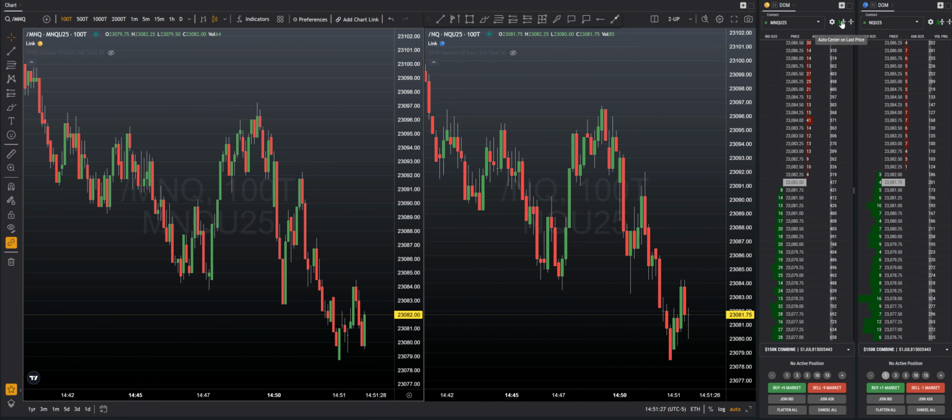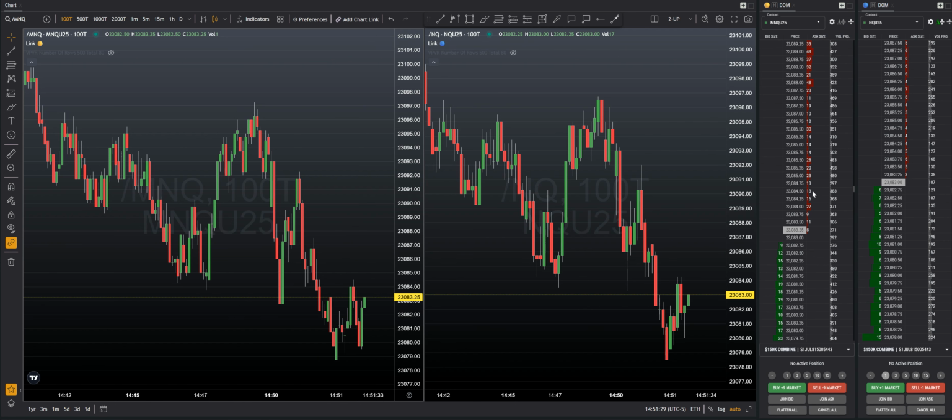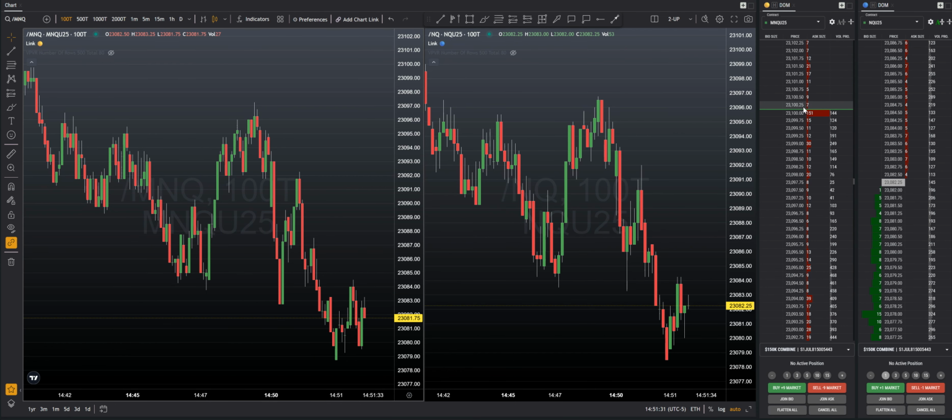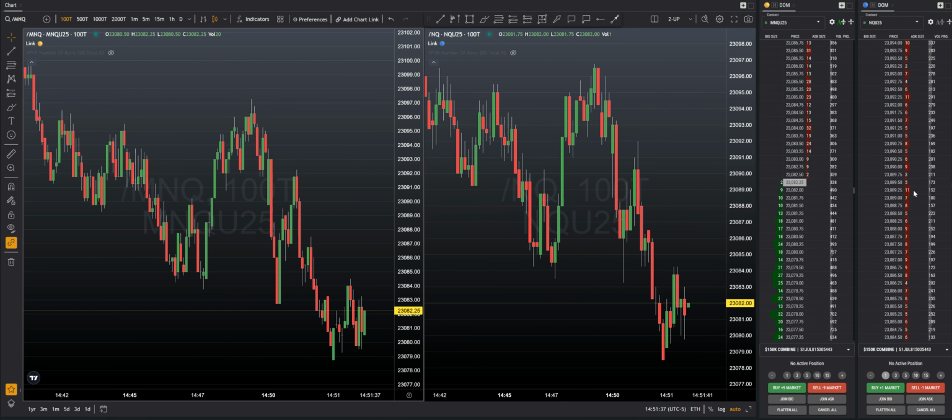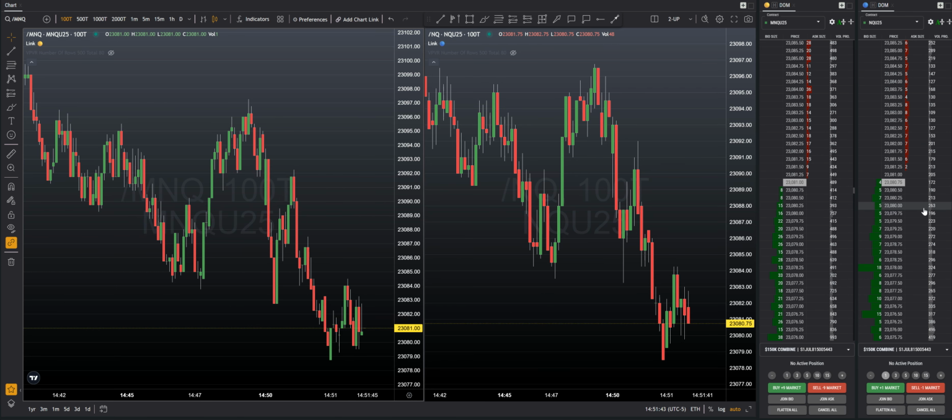If I do stop one of these momentarily and scroll up, we can see we are just coming off the high of day. There are a lot of sellers sitting up there right now. But how about on the NQ? Same thing, but there are significantly fewer positions waiting.